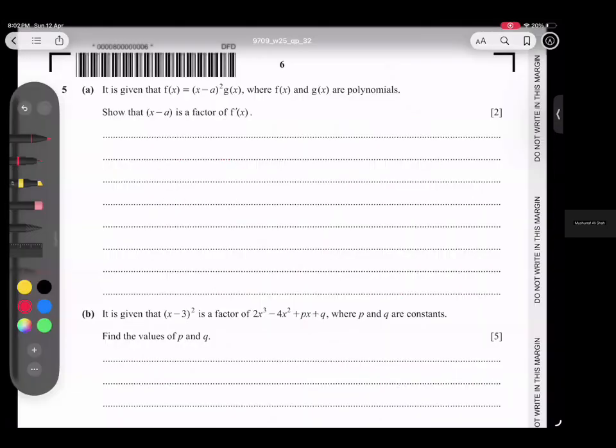Question number 5, students. We have f of x given, which is basically a product of 2 functions. So I count this as u and this as v, because he mentioned both are polynomials. And he says show that it is a factor of f dash, and dash means differentiating. What is the rule, students? When you have a product of two functions, how do we differentiate it? u copy v dash, v copy u dash. You know the rule. The same I'm going to apply here.